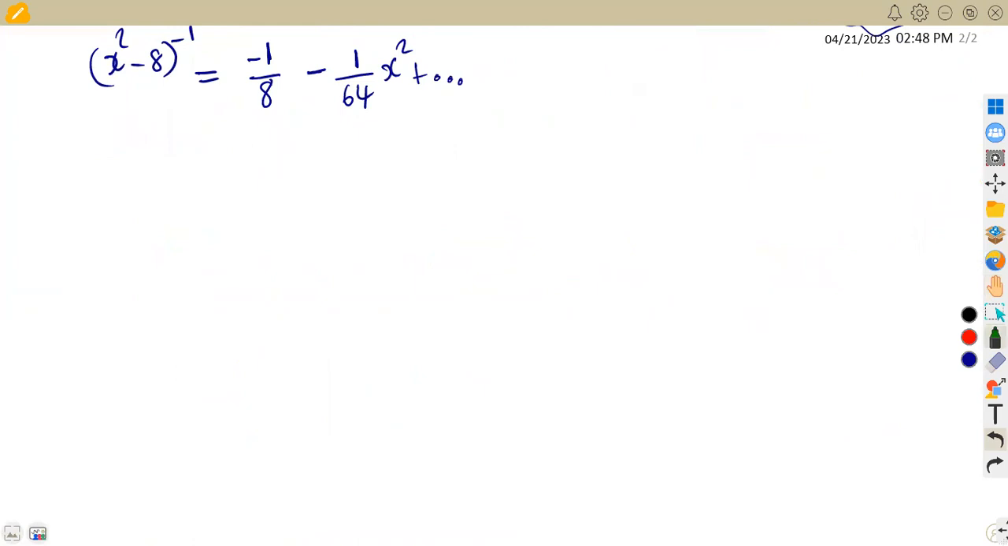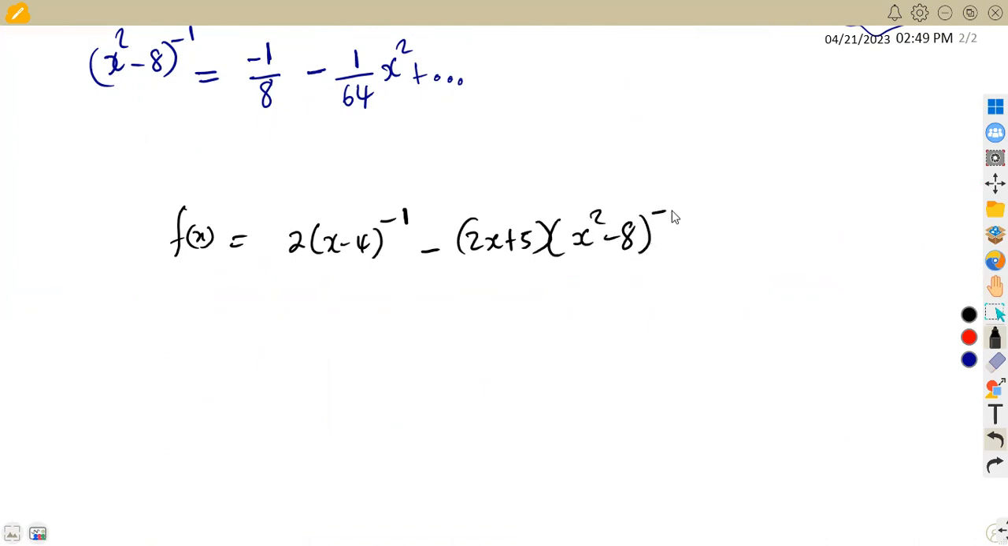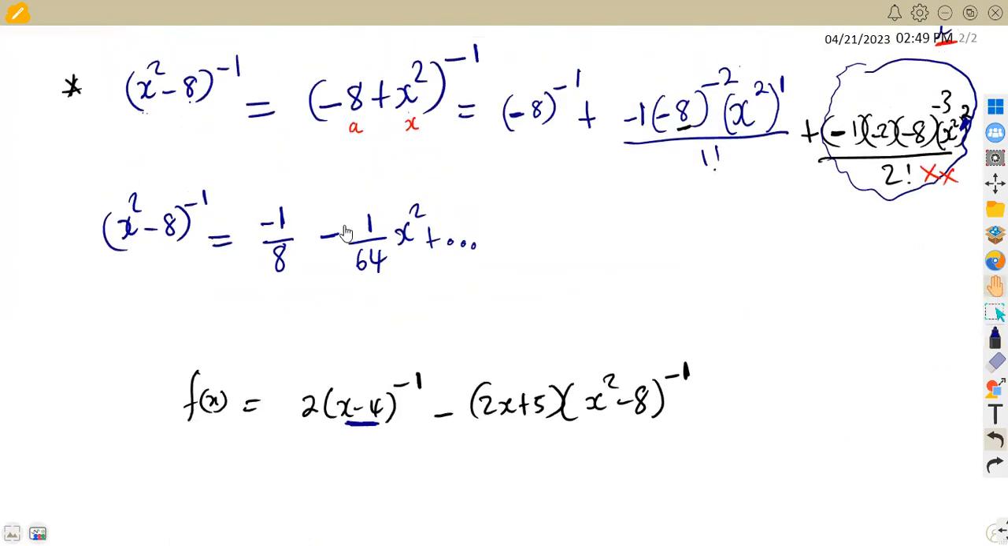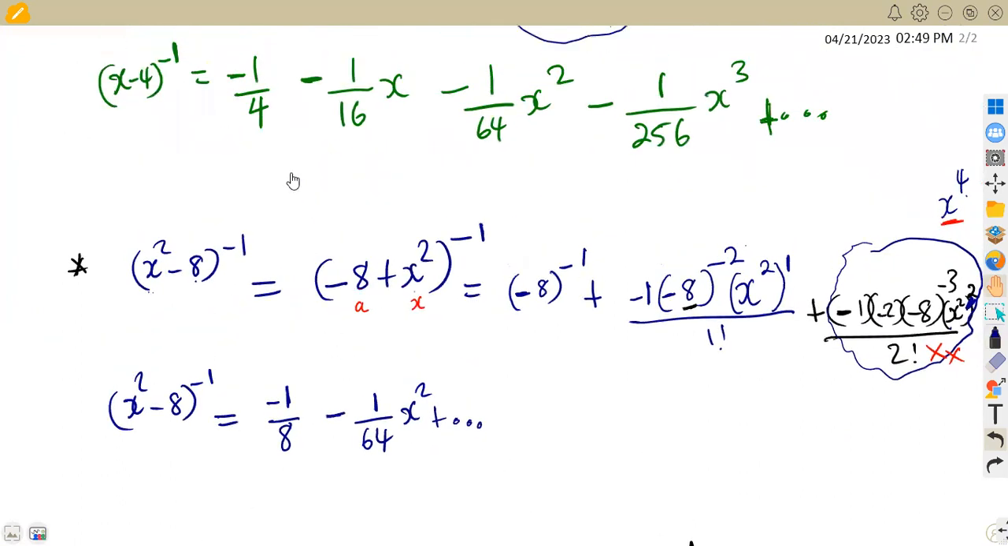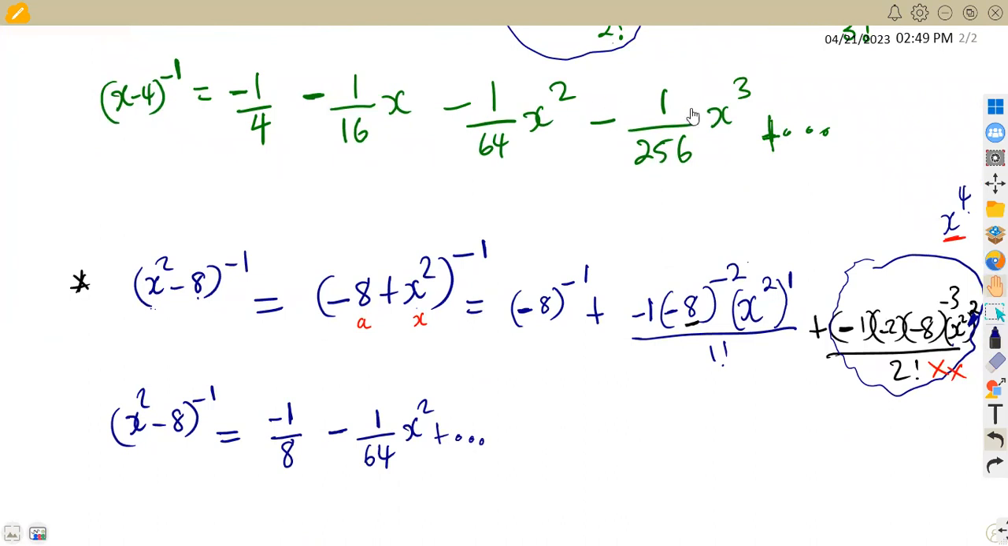Before, we were given that this f of x that we are referring to is given as 2 into (x minus 4) to the exponent of -1, minus (2x plus 5) into (x squared minus 8) to the exponent of -1. This is what we are given from those partial fractions, the next step. Now we have expressed this part here in expanded form up to the exponent of 3 in terms of x, which is this one that we got here. So we are just going to substitute now because we have this expansion. So you're going to substitute everything as it is.